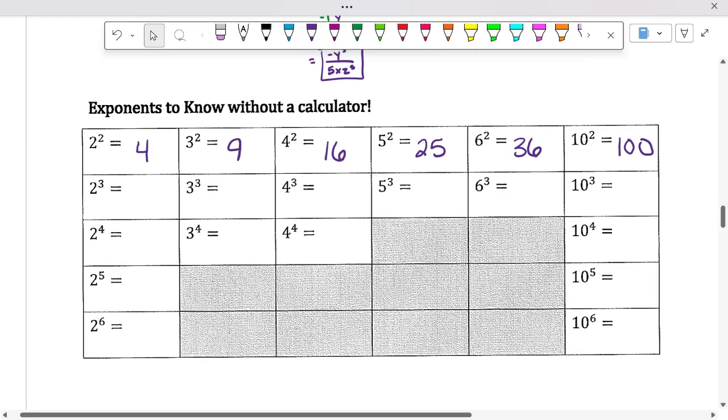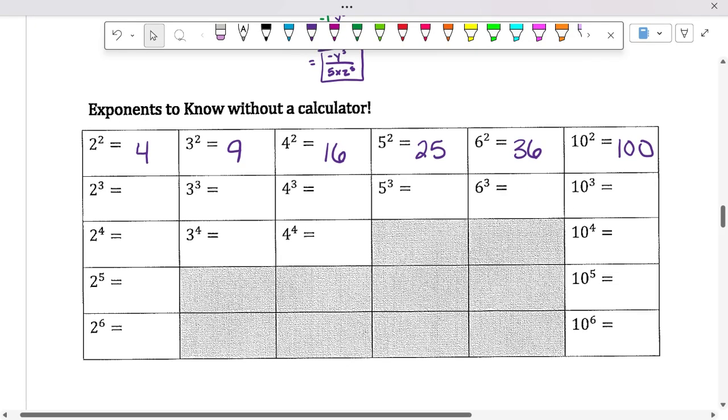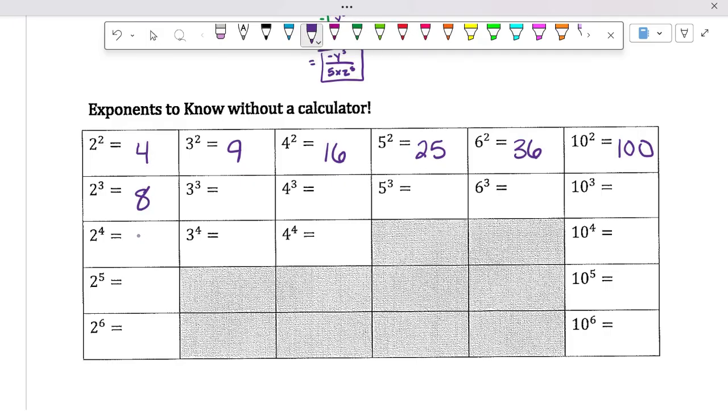Now let's do the 2's. The 2's are easy because you just keep multiplying the previous by 2. So what's 2 cubed? 2 to the 4th? 16. So 8 times 2 is 16. 2 to the 5th? 32. 2 times 16 is 32. 2 to the 6th? 64. So 2 raised to any power is easy. If you're looking at a chart, look at the previous one and just multiply it by 2.